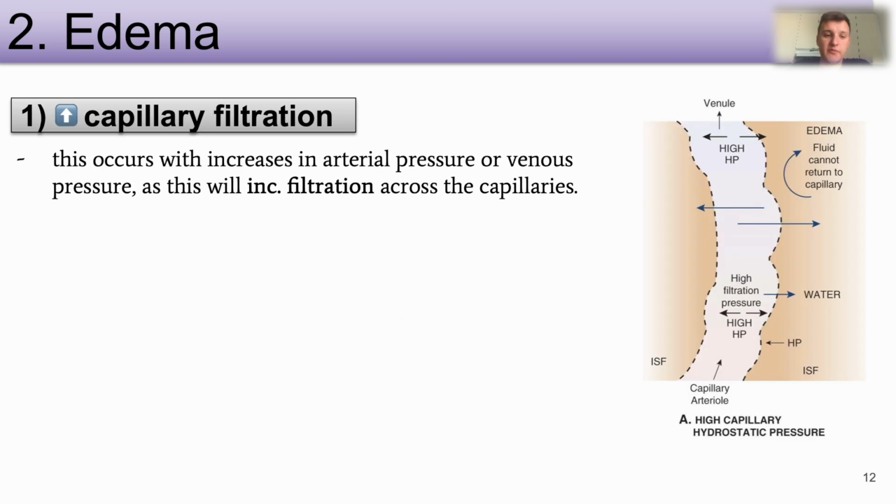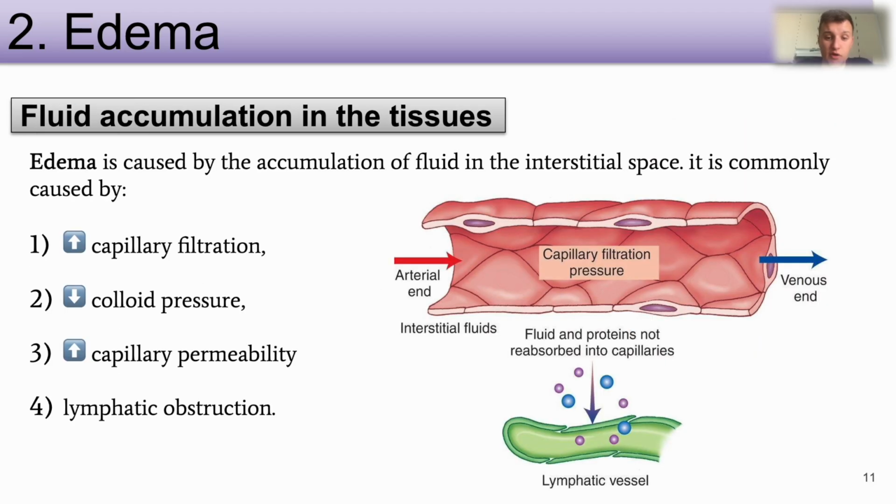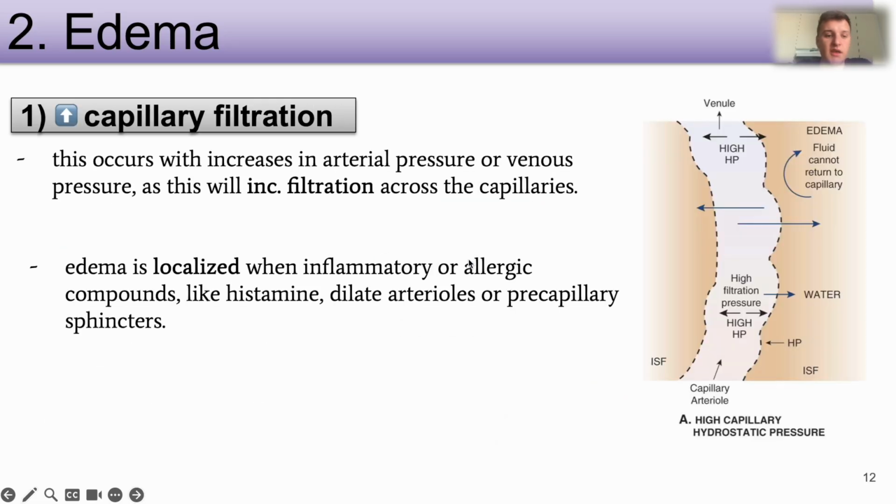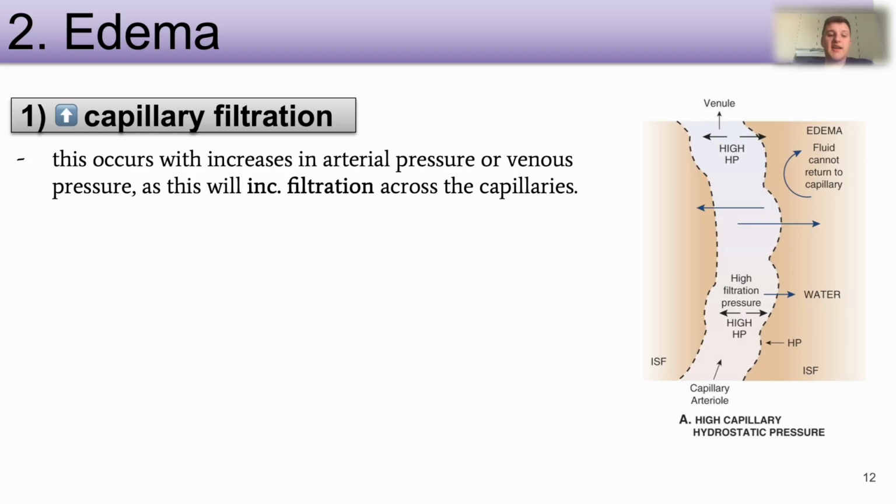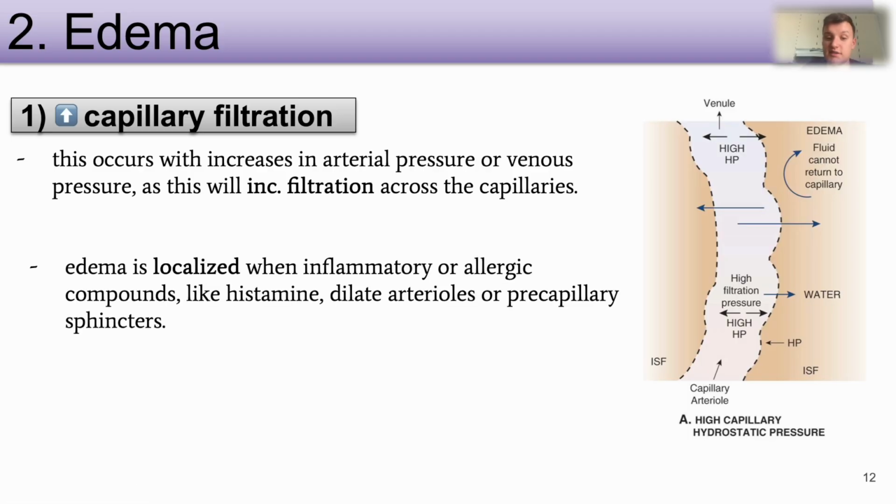So let's go through them one by one. Increased capillary filtration, right? This occurs with increases in arterial pressure or venous pressure. So in my picture here, you have more and more of this arterial pressure, right? So a high blood pressure or venous pressure will increase the filtration across the capillaries. Here you have a high pressure that's pushing water out into this interstitial fluid, which will increase filtration across the capillaries.